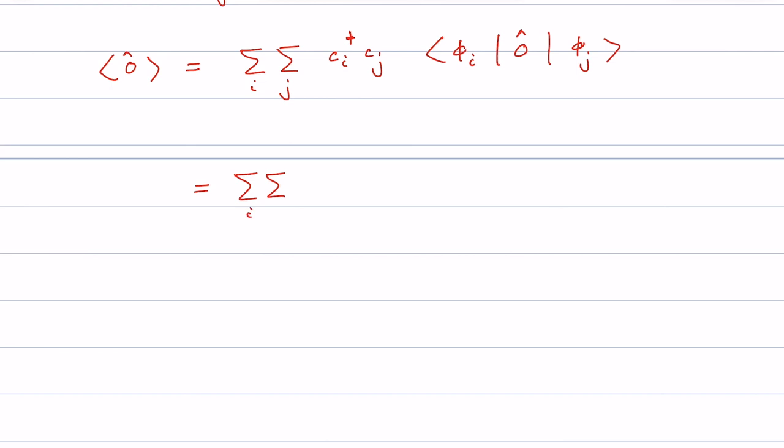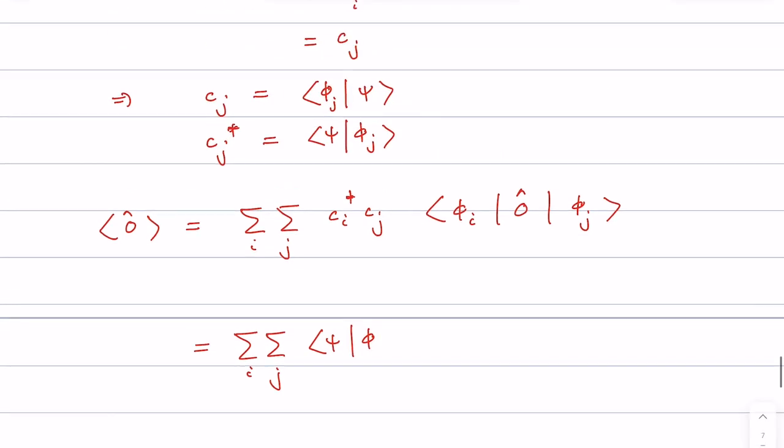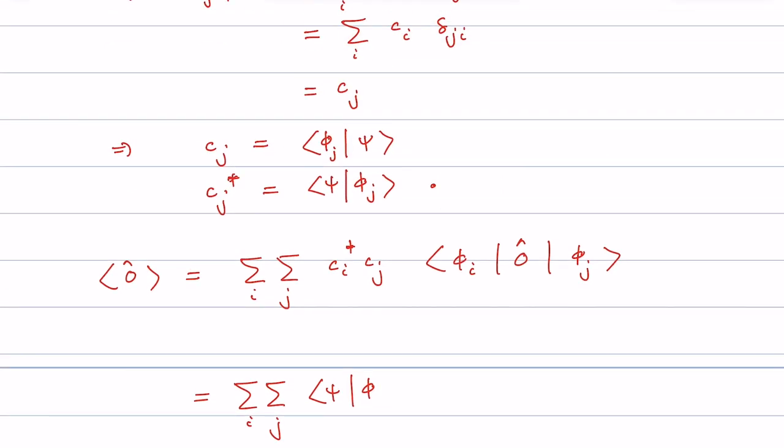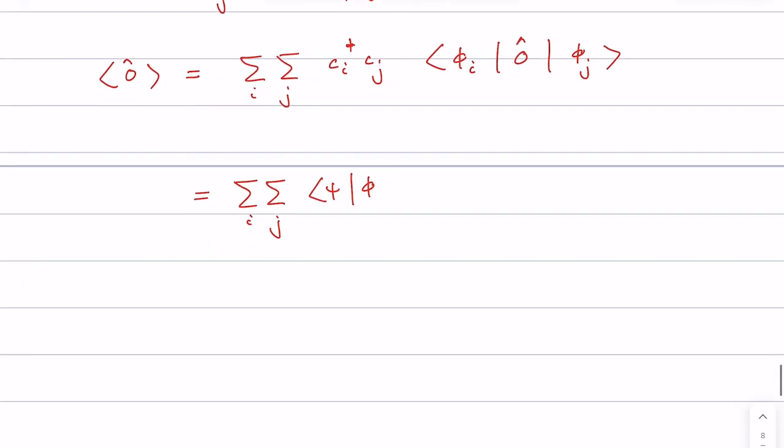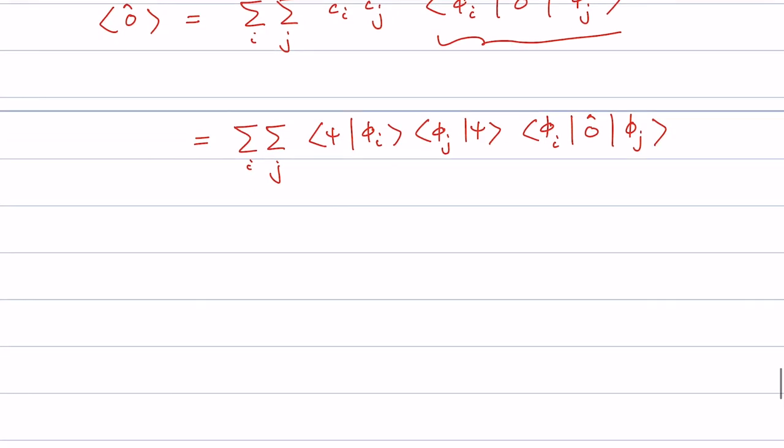summation ij. Ci star I can write as this expression, as you can see I can utilize it. Ci star would be bra psi phi i here, and cj would be phi j psi, and then we have this expression here. Let me just write it, phi i O phi j.